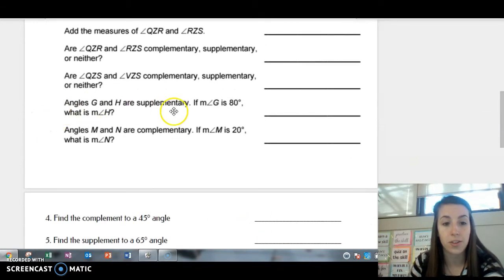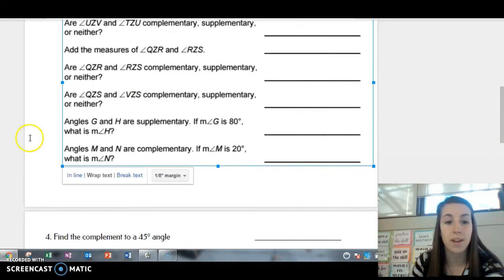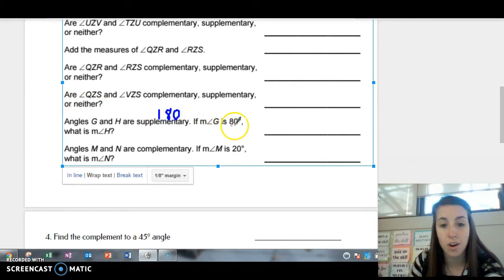Really quick on these last two questions here, it just wants to know if the measurement of angle G is 80, what is the supplement? Remember, supplement adds up to equal 180. So if G is already 80 and I need to get to 180, I want you to tell me what the measure of angle H is. Or you would just do 180 minus 80. That should give you your answer for this one.